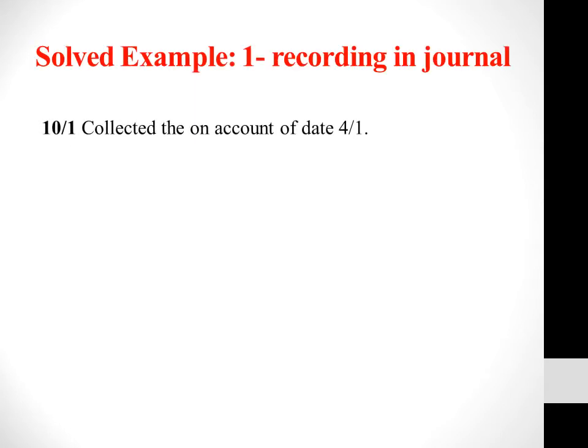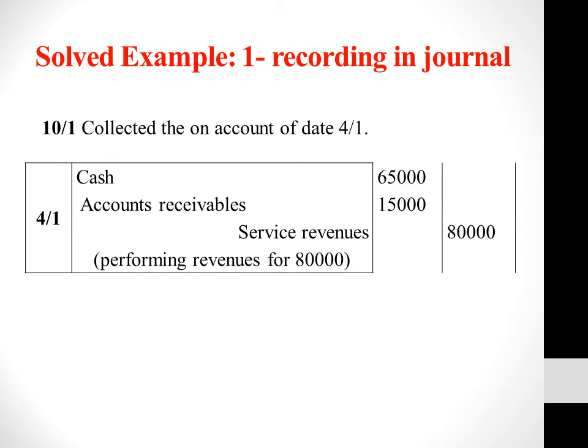One last transaction is collecting the accounts receivable for January. Let us go back and see what the journal entry was on the 4th of January. The journal entry was cash in the debit and accounts receivable in the credit for 15,000. This is what we are talking about in this transaction.